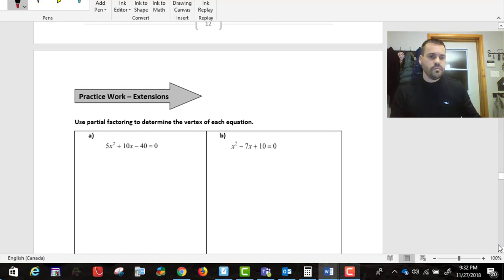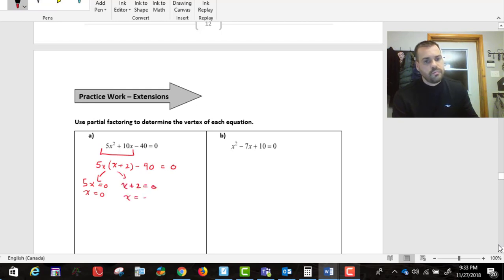So if we use partial factoring to determine the vertex of each equation, that's all it's asking us to do. So what we do is we say, okay, let's take the partial factor out of there. The partial factor is 5 for the numbers and x for the variables. And then I get 5x(x + 2) minus 40 equals 0. And then I say, okay, well then 5x, first of all, sorry, is equal to 0, and then x is equal to 0. Or x plus 2 is going to equal 0, which means x is going to equal minus 2.